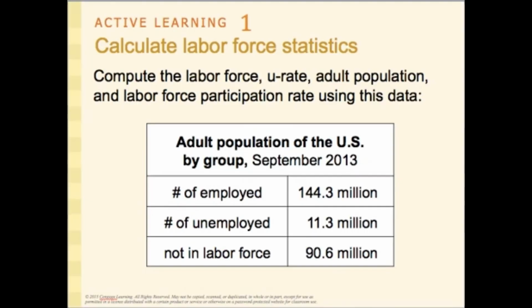So let's take an active learning activity here and let's calculate labor force statistics. Let's compute the labor force, the unemployment rate, the adult population, and the labor force participation rate using the following data. There's adult population in the U.S. by group as of September 2013. There are 144.3 million employed workers. There are 11.3 million unemployed workers, and 90.6 million folks are not in the labor force.